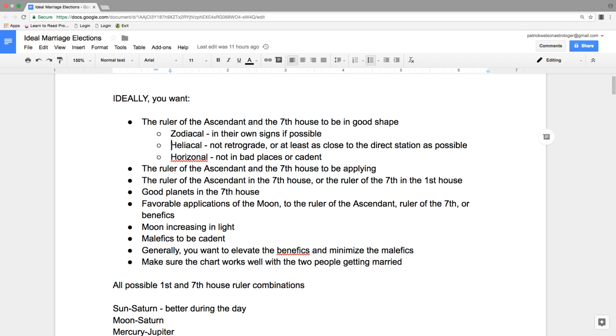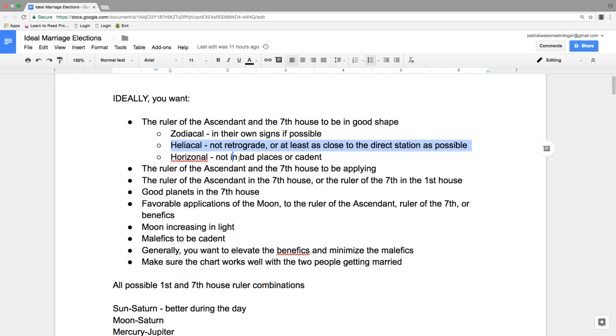You also want to make sure that that planet is in decent shape heliacally, aka not retrograde, or at least as close to the direct station as possible. The idea being that the closer a planet is to resuming direct motion, the more normal or expected its significations will be.